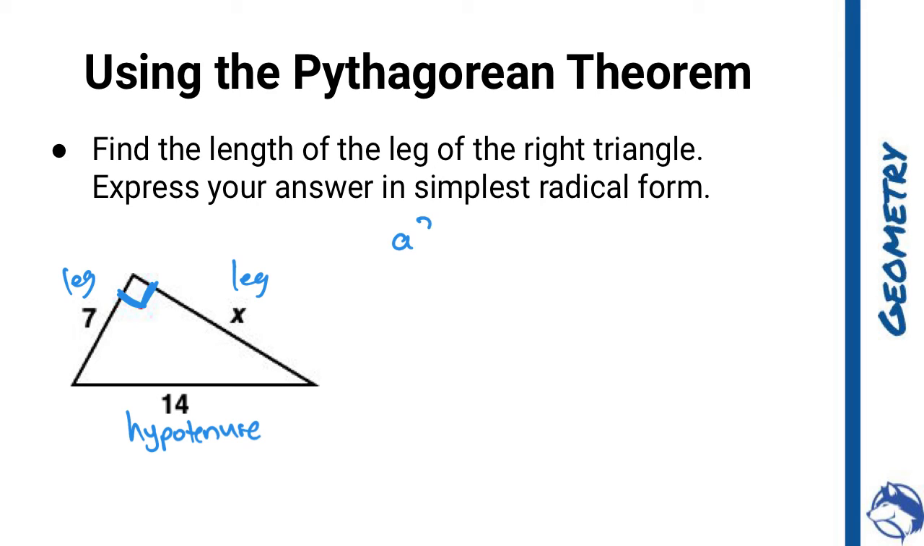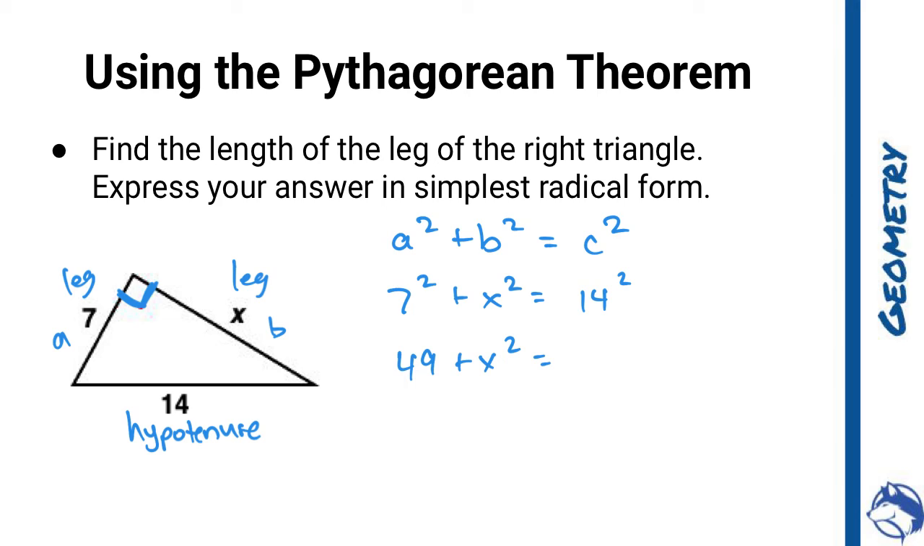So I'm using Pythagorean theorem, a squared plus b squared equals c squared. Well, my a, I'm just going to call it 7, my x is b, so 7 squared plus x squared is equal to my hypotenuse squared, which is 14 squared. So 7 squared is 49. I don't know x squared, and 14 squared is 196. So subtract 49, and you get 147 here.